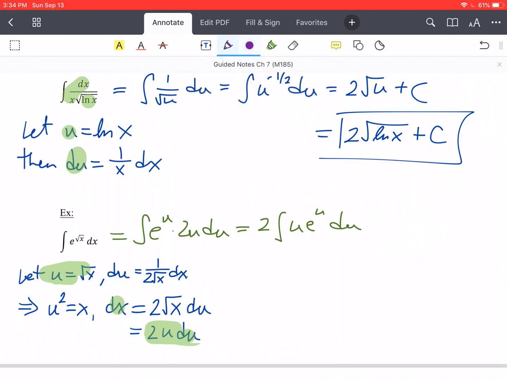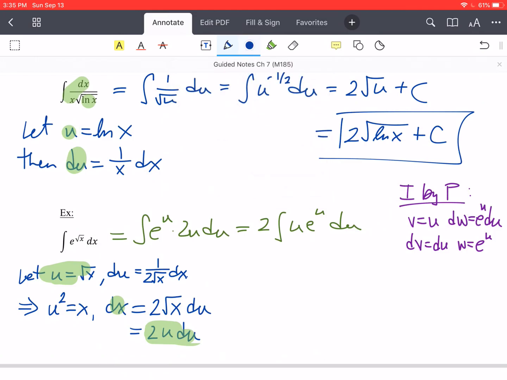So for integration by parts, okay, I'm going to use v and w instead of u and v because I don't want to get it mixed up with this u. So v is going to be u, dw is going to be e to the u du. So then dv is just du, and w is just e to the u.